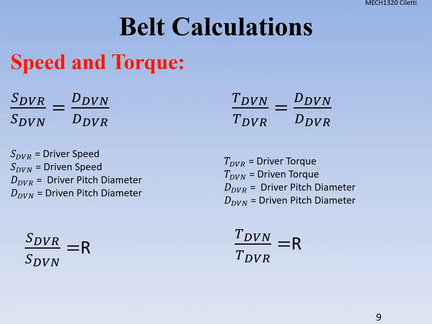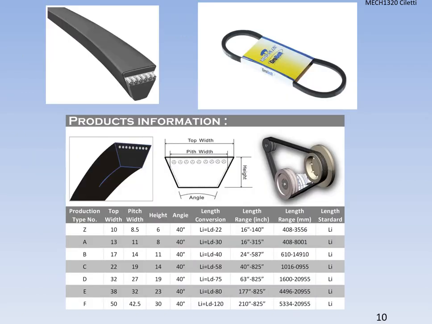All right, speed and torque, we do the exact same calculations. We use our ratio. Nothing changes here. As speed goes up, torque goes down, and vice versa. As torque goes up, speed goes down. These are the same calculations we did for gears and for sprockets. Nothing changes, so I'm not going to spend a lot of detail on that one.